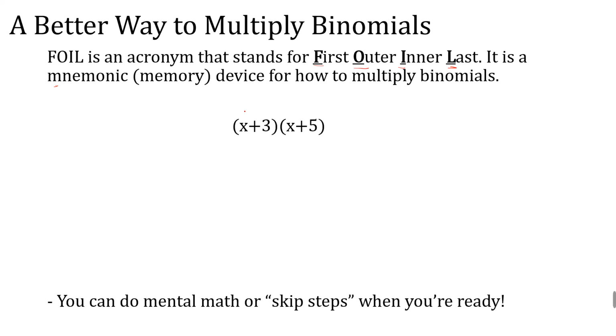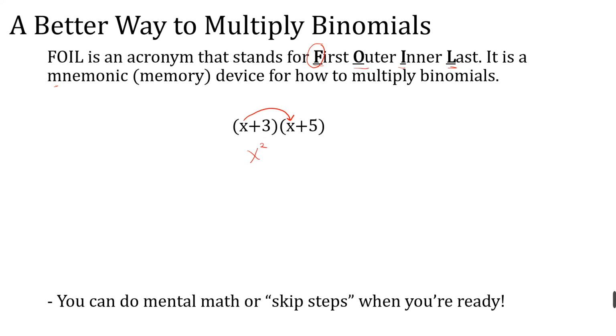So we're going to take the first two terms times each other. That is the F, the first terms. So the first term in this binomial x plus 3 is x. And the first term in the second binomial is also x. And so we're going to multiply x times x, which will be x squared. And so that's our first term.